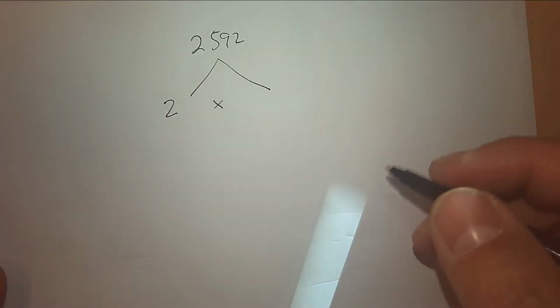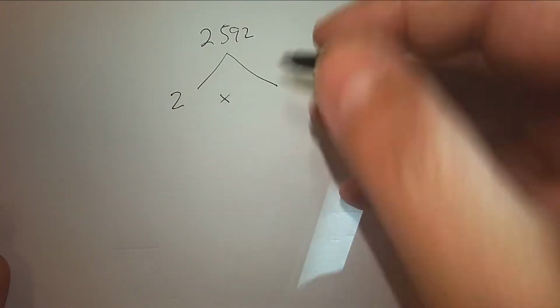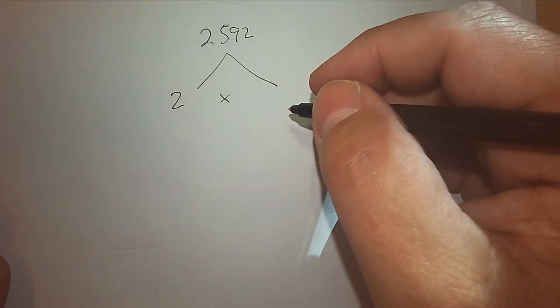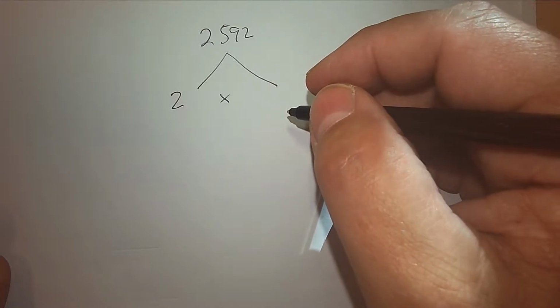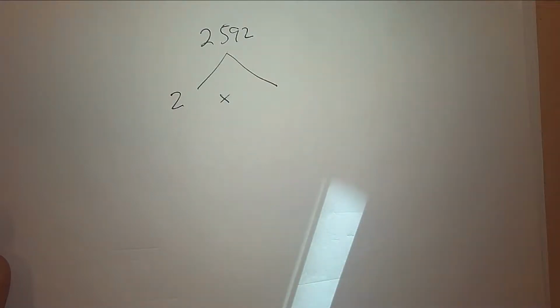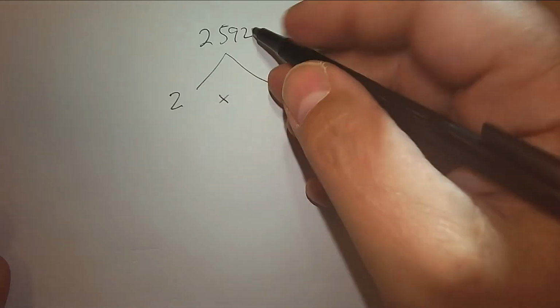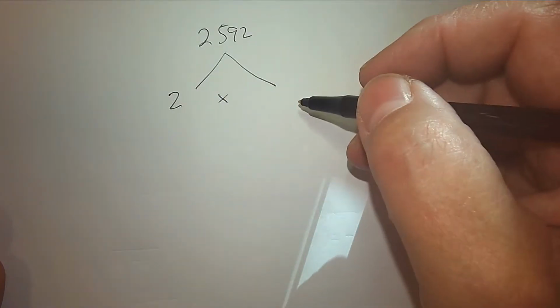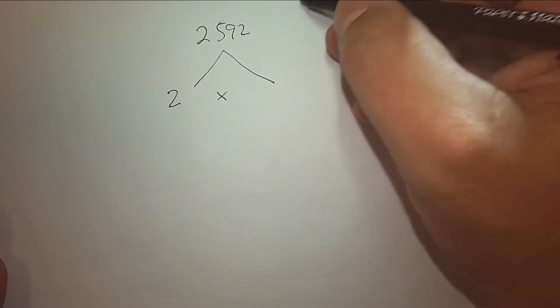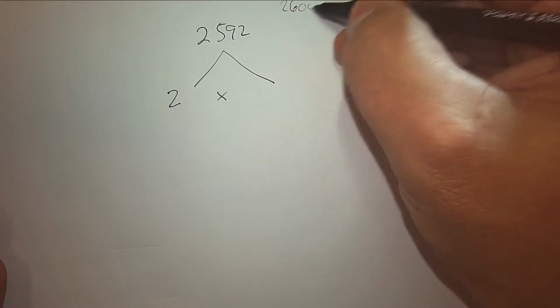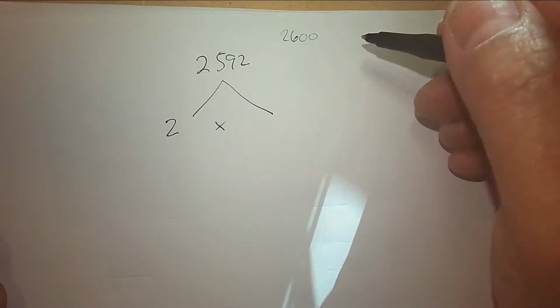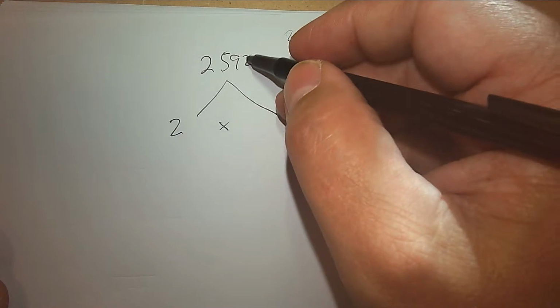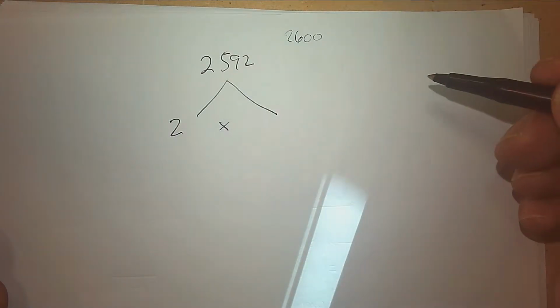Let's say the only thing you can think of is 2, right? What's half of that? Do you know what half of this is? Hey, if you're having a hard time, what's half of 2,600? 1,300, right? And it's a little bit less than that, right?